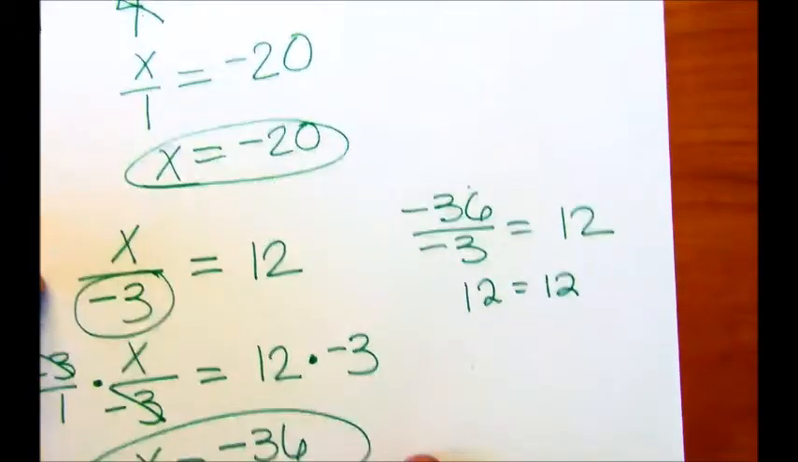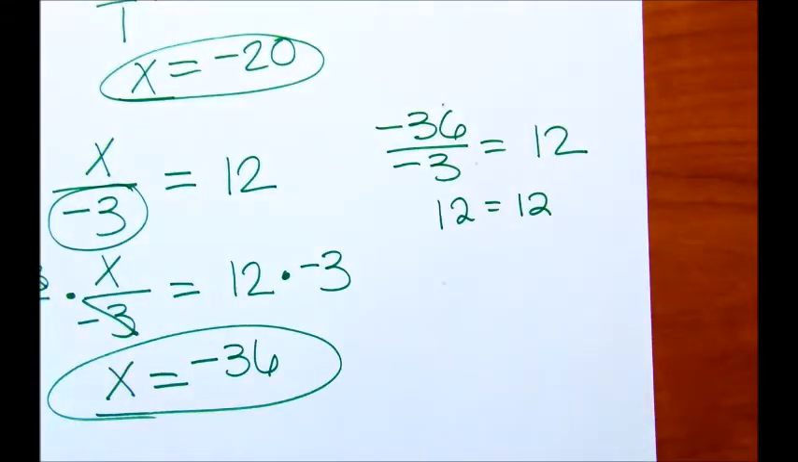So hopefully you can see that it's pretty easy in these one-step equations to isolate the variable. And we do that by using inverse or opposite operations. And if we do an operation to one side of the equal sign, we have to do it to the other side. And the last bit is to take your answer and plug it back into the equation, just to make sure that you did the math correct.